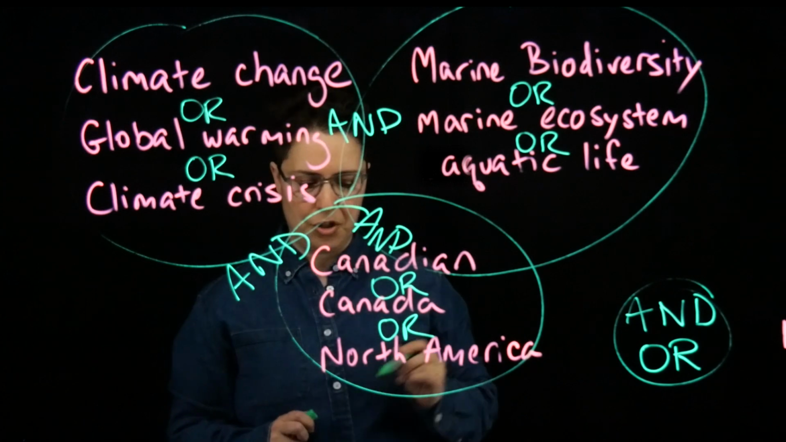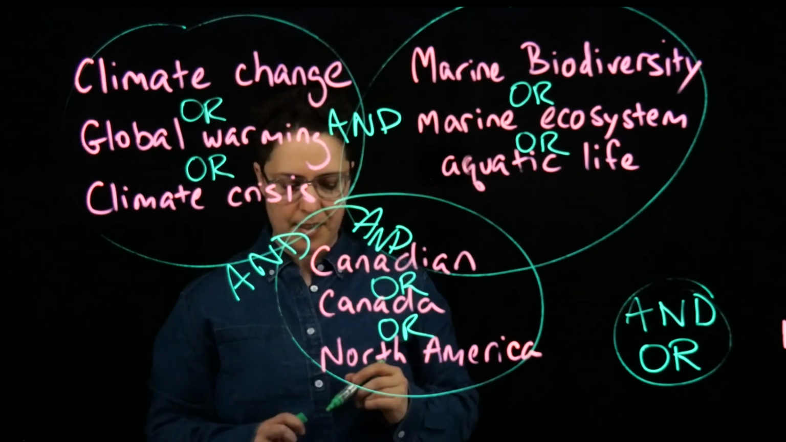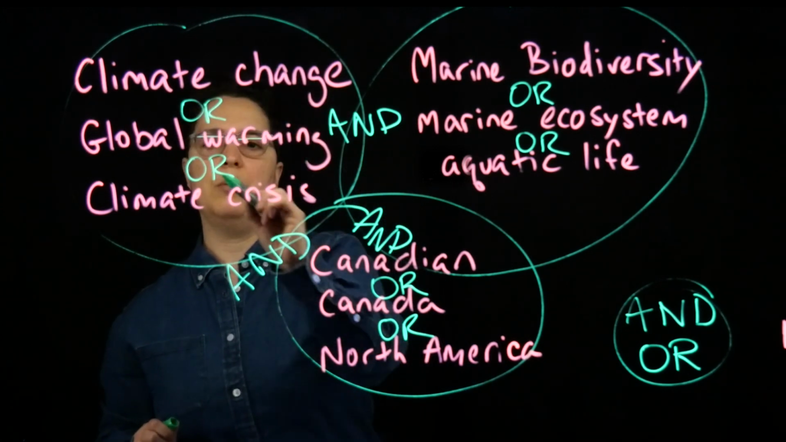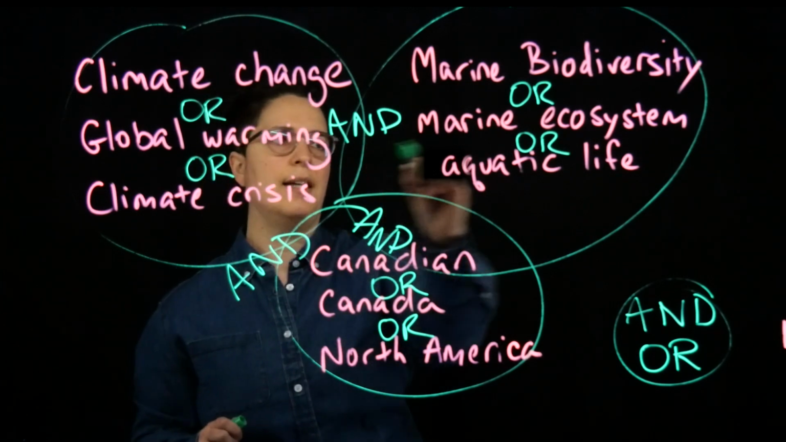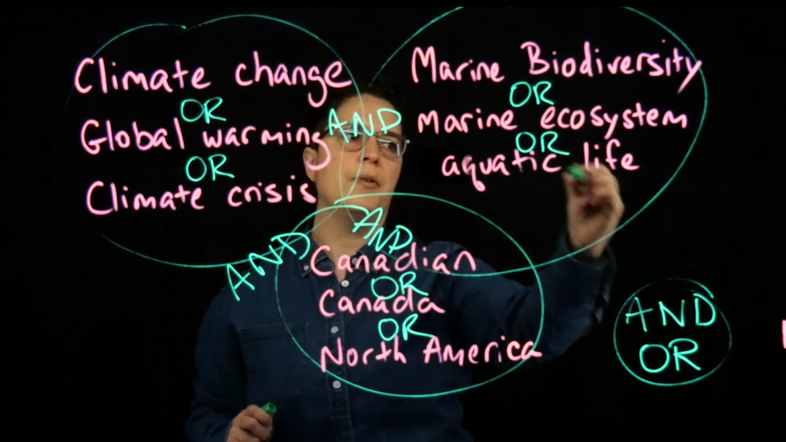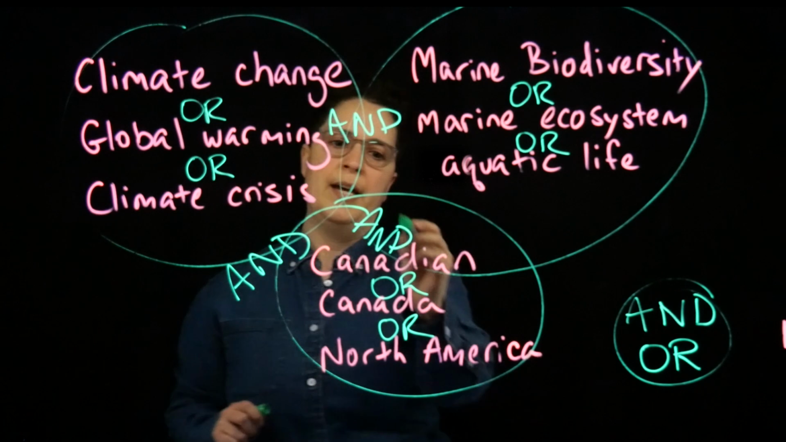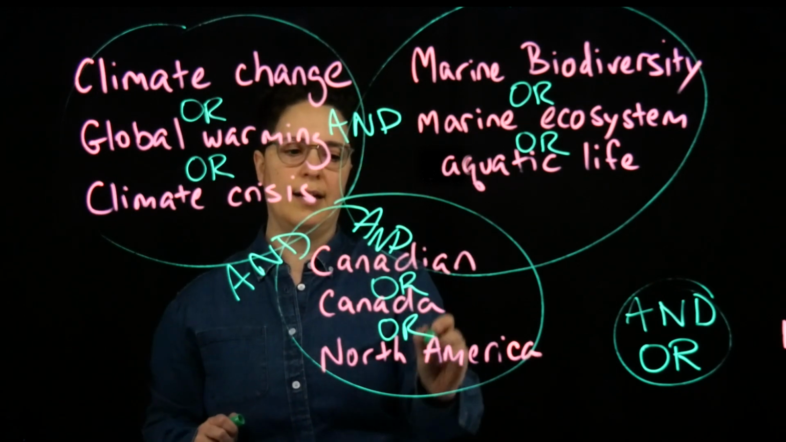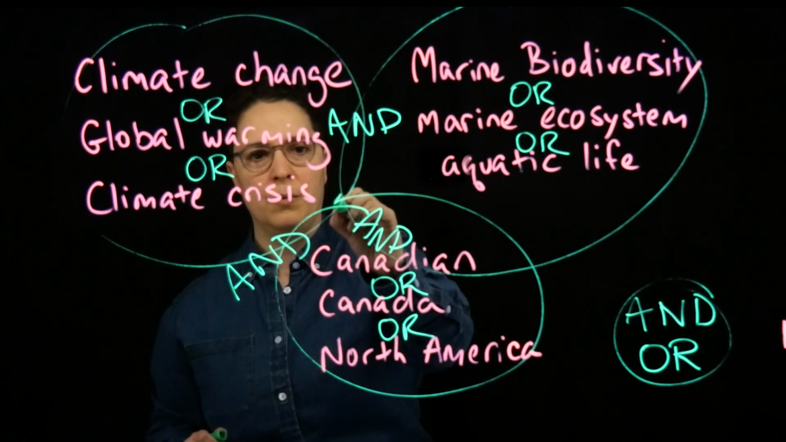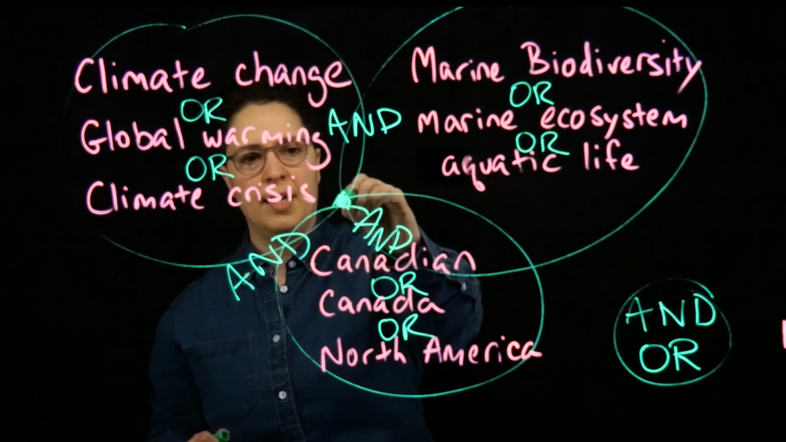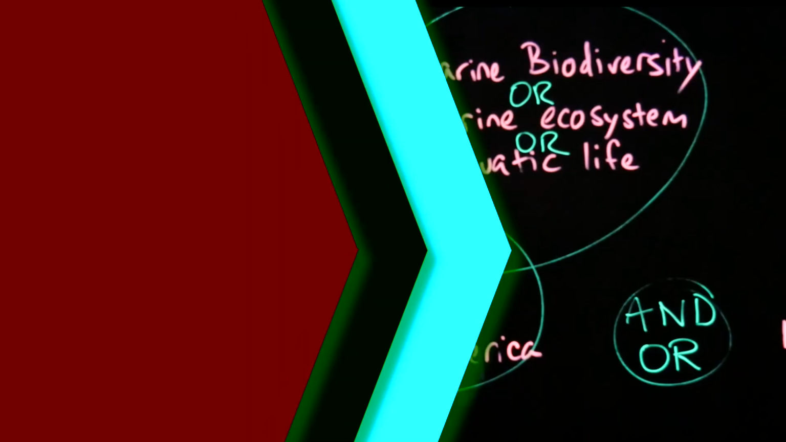Now that you've connected your terms with ands and ors, you will get back results that mention climate change or global warming or climate crisis, and marine biodiversity or marine ecosystem or aquatic life, and Canadian or Canada or North America, which in this little Venn diagram is sort of this area in the middle.